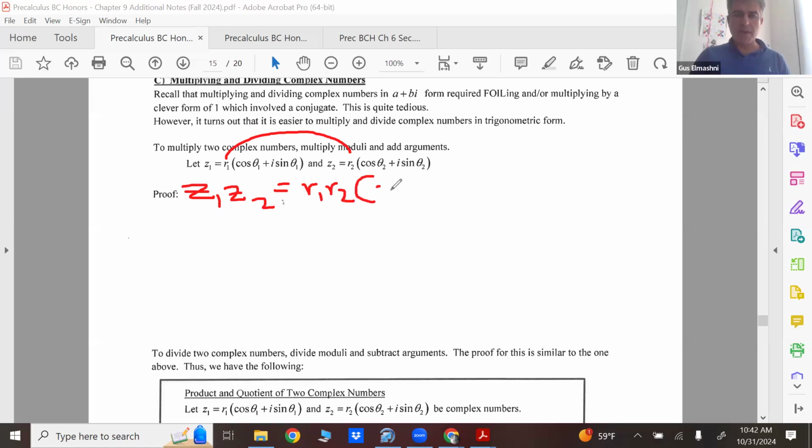And of course, I have cosine theta 1 plus i sine theta 1, times cosine theta 2 plus i sine theta 2. I'm kind of debating if I want to show the full proof. I trust you guys know how to FOIL stuff, right? Actually, no, that's a good proof. Let's do it.